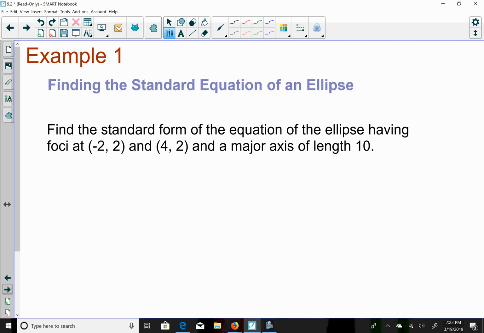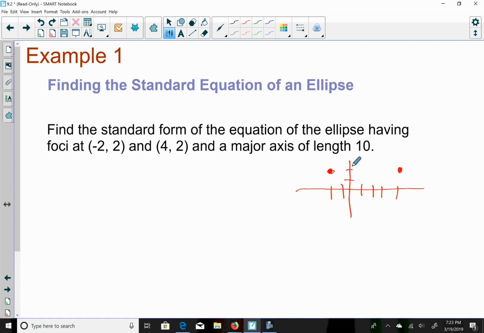So let's do a problem. Finding the standard equation of an ellipse, I'm going to give you some information. It tells me to find the standard form of an ellipse having foci at (-2, 2) and (4, 2) and a major axis of length 10. So I'm a visual person, so I like to draw pictures. So I'm going to plot those 2 points that they give me, just a rough sketch. It doesn't have to be pretty. So here's one point, (-2, 2). Here's another point, (4, 2).